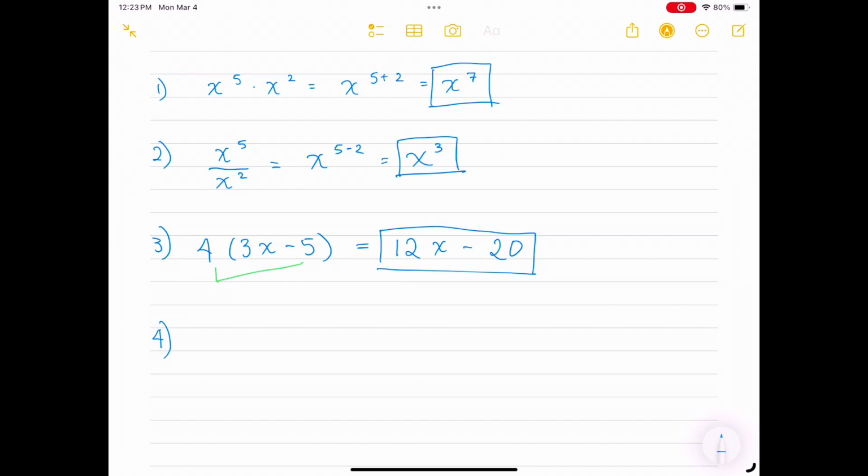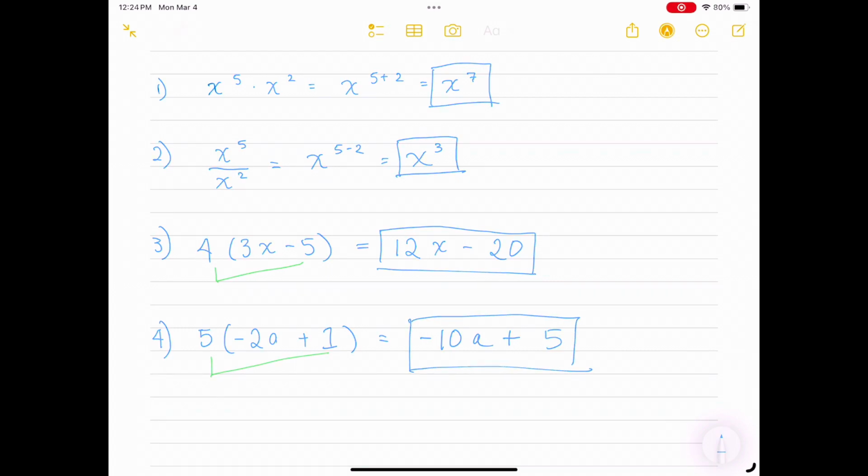Next problem, 5 open parentheses negative 2a plus 1 close parentheses. Using the distributive property, we have 5 times negative 2a, which equals negative 10a, plus 5 times 1, which equals 5. Make sure you don't crowd your work when you are working these problems.